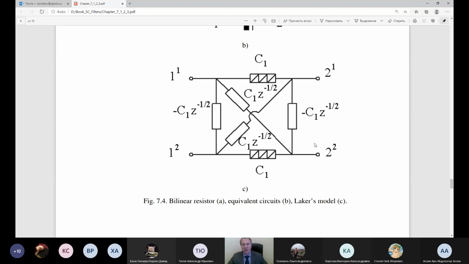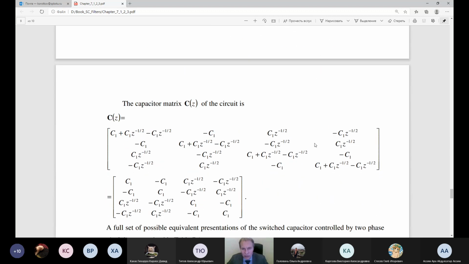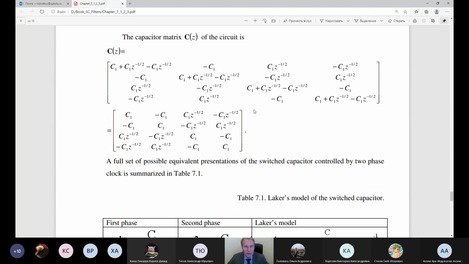So it means that the Y matrix will be changed in accordance with this changing of the circuit, and we will have the results like that.